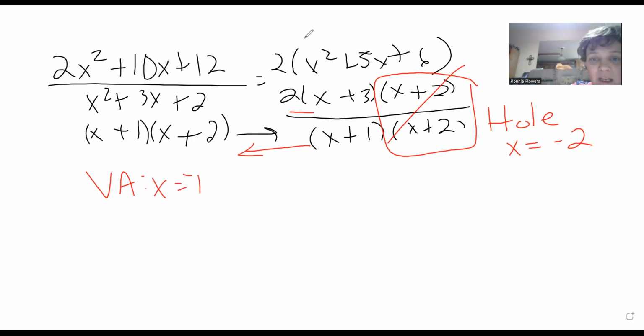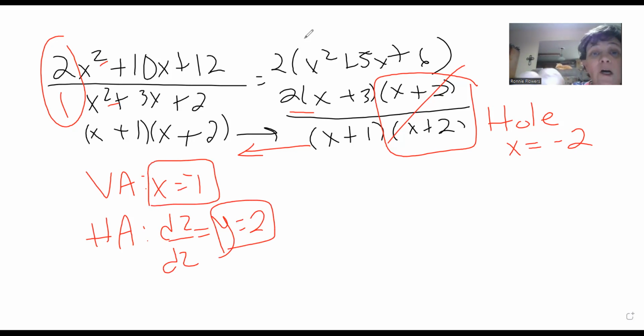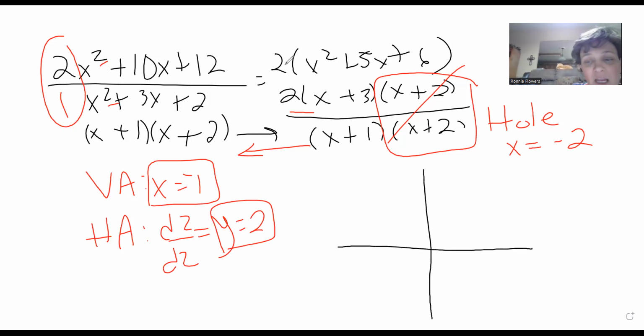And then we got to look at the horizontal asymptote. We get that from right here because the degree of this one and the degree of this is the same. So it's just going to be degree of 2 over degree of 2. They're the same. So the horizontal asymptote is y equals 2. So I've got my horizontal asymptote. I've got my vertical asymptote. I've got a hole. All right, let's start graphing. If I need to, I'll get the x-intercept. All right. So I'm going to graph -1.